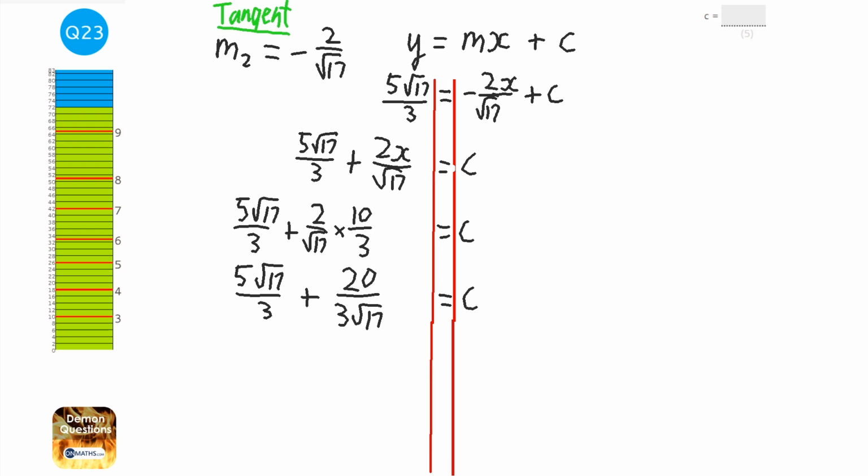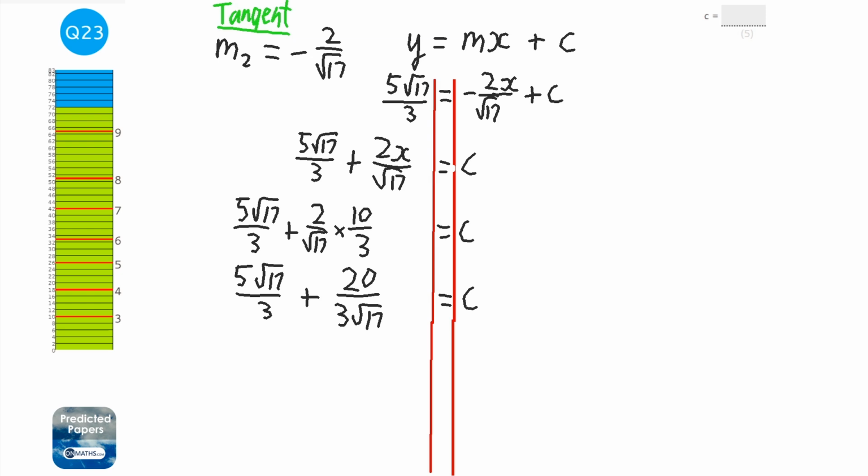Okay, so now we've got a problem here because we're adding two fractions but they don't have the same denominator. But if I times both the top and bottom of the left hand fraction by root 17, they will have the same denominator. So I'm going to do that now. So I'm going to do 5 root 17 times root 17.